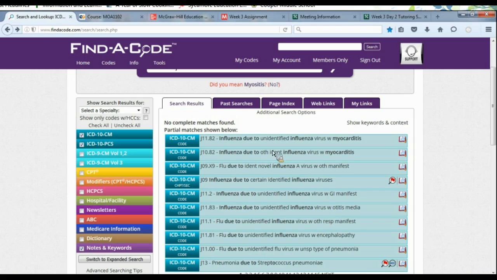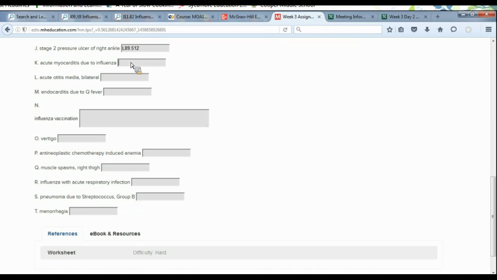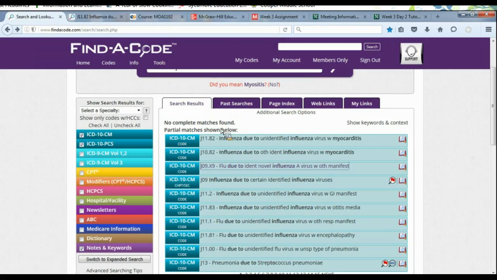So let's go ahead and just open these first two just to differentiate, okay? Because we know we can rule out the flu due to identified novel influenza A virus. This gives us too much information. We didn't ask for all that. The chart didn't specify for us to provide a code for that, so that's ruled out, okay? Then we have due to certain identified influenza viruses, no, we did not specify any specific types. With GI manifestation, otitis media, nope, all of that is ruled out. So let's go between these two, okay?